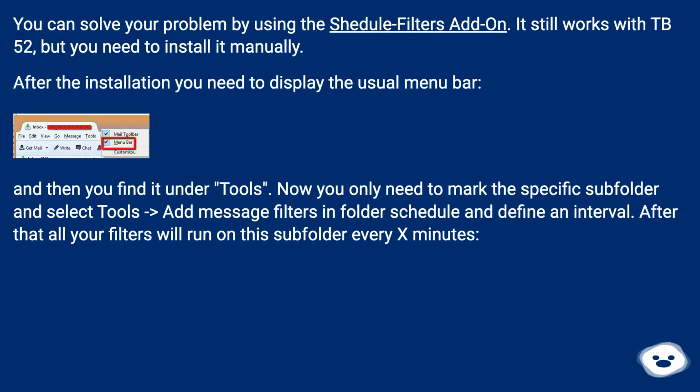You can solve your problem by using the Schedule Filters add-on. It still works with TB52, but you need to install it manually. After the installation, you need to display the usual menu bar, and then you find it under Tools. Now you only need to mark the specific subfolder and select Tools, Add message filters and folder schedule, and define an interval. After that, all your filters will run on this subfolder every X minutes.